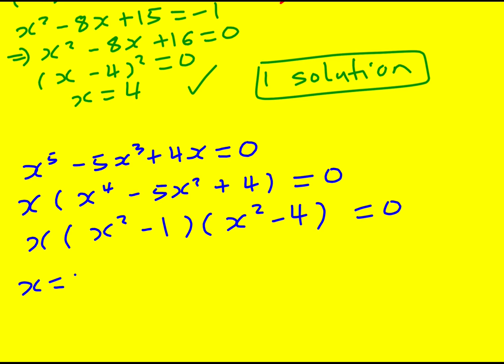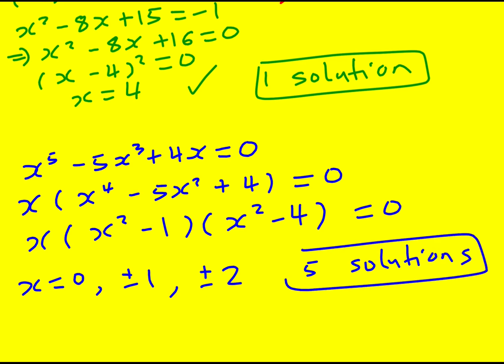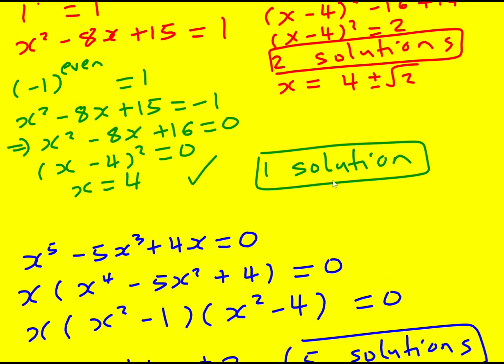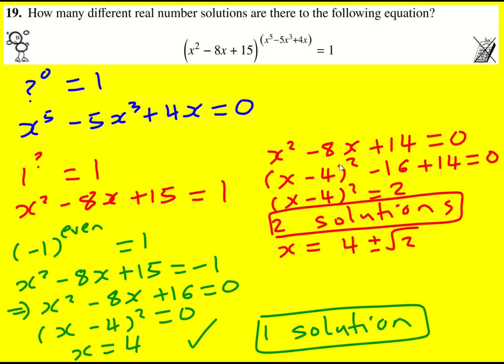So x is going to equal 0, or x squared is going to equal 1, which is going to give me plus or minus 1, or x squared is going to equal 4, which is going to give me plus or minus 2. So from this, I get 5 more solutions. And so in total, it's going to be 8. How many different real number solutions? 8. Neat.